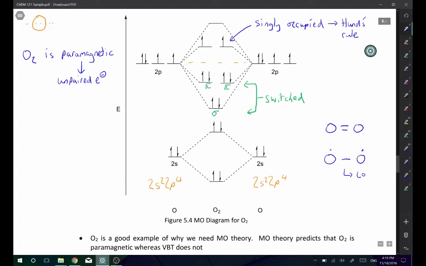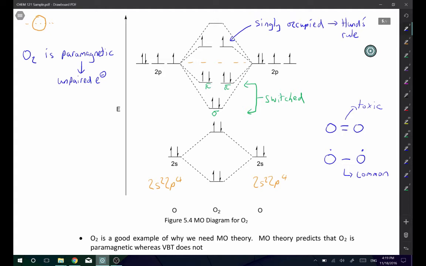This is the oxygen that we actually breathe in. This is the oxygen that binds to hemoglobin. The unpaired electron is actually what gives oxygen its versatility, its usefulness. This oxygen is actually toxic. So if you breathed in this oxygen, it would be very, very bad for your health. So that's something to bear in mind.